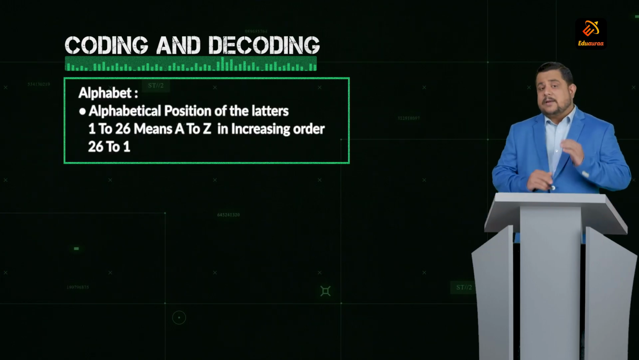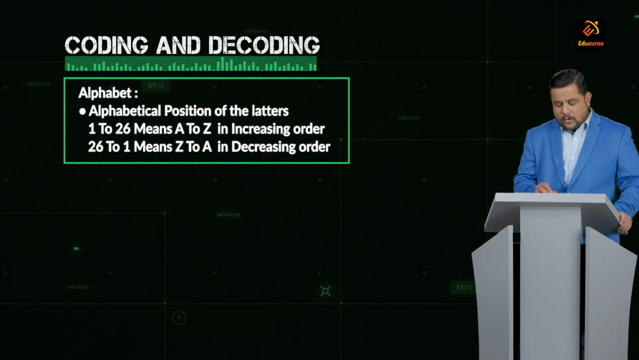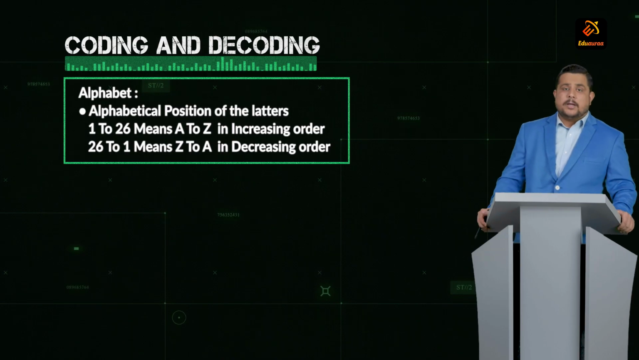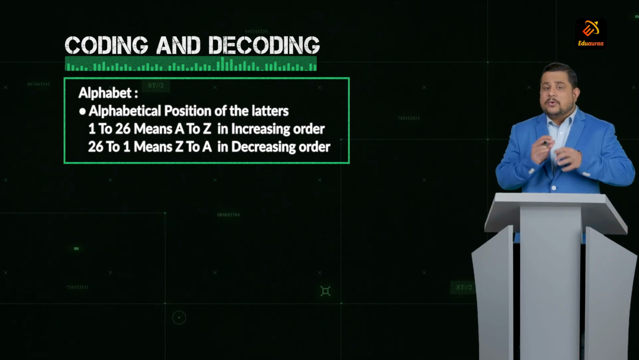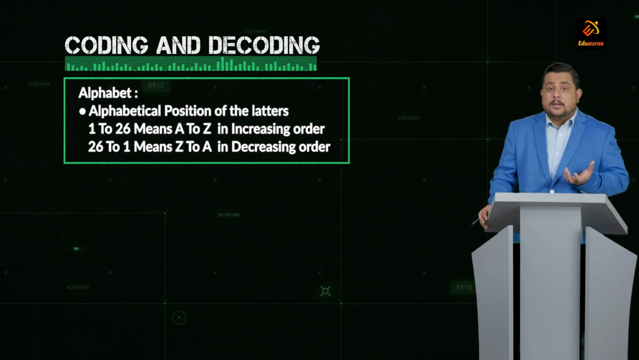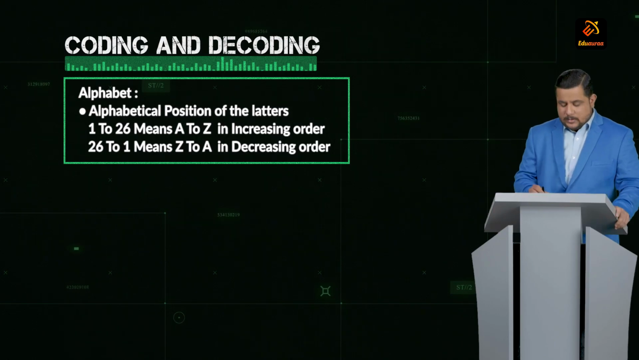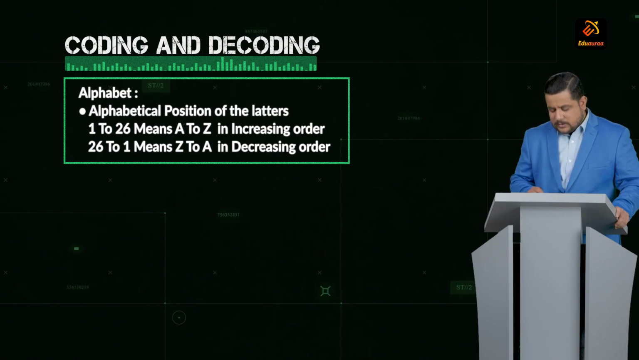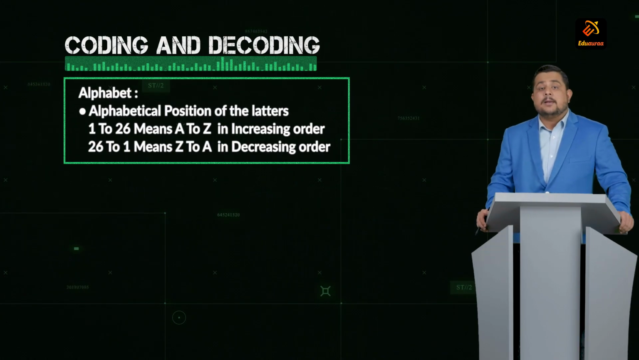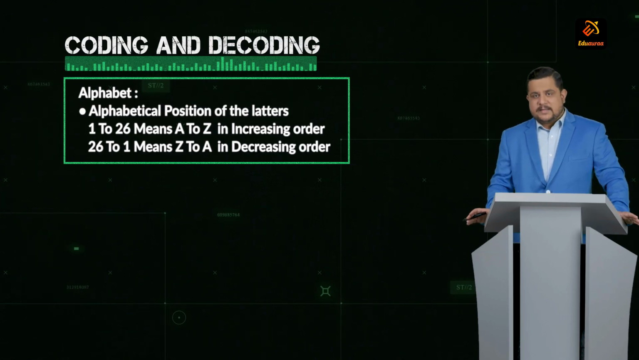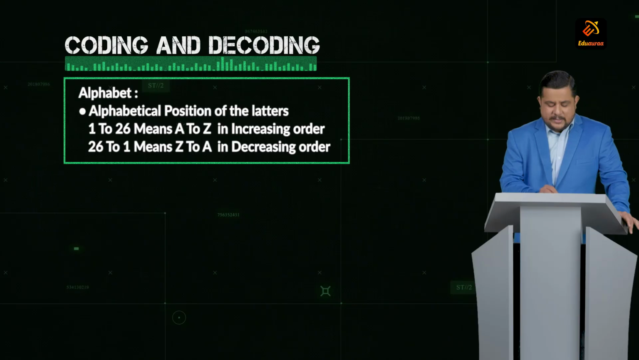Now we will discuss the uses of the alphabet. What basics you have to look out for, how you can easily memorize the alphabets, and how you can easily memorize the alphabetical position of the letters in alphabetical order, from 1st to 26th, in increasing order and in decreasing order also. So what is this increasing and decreasing?